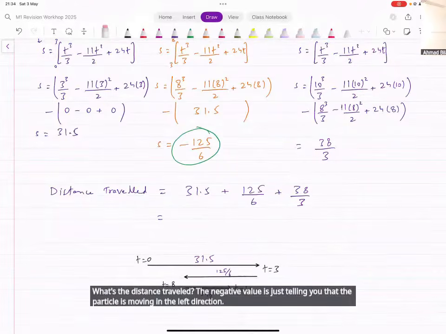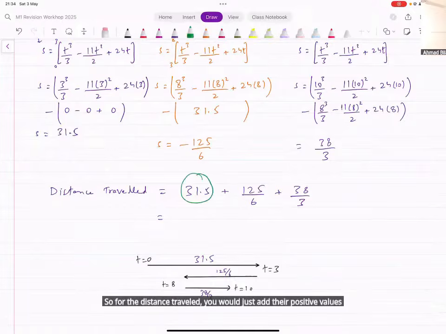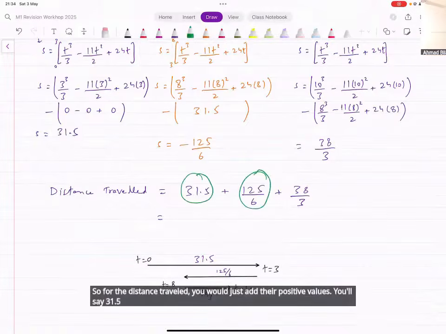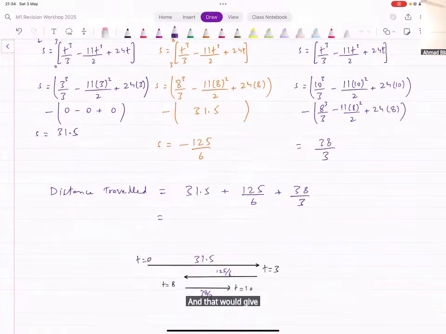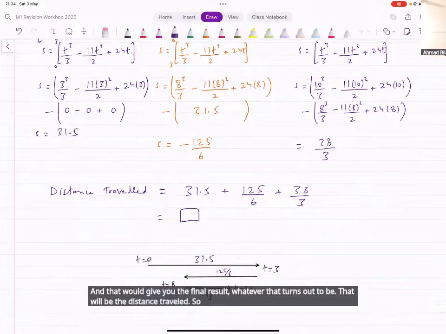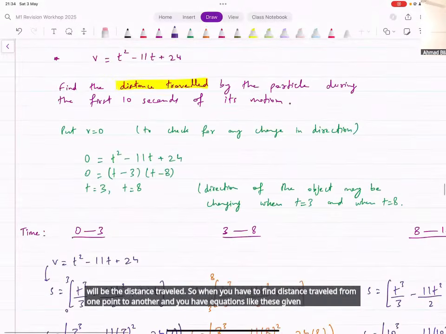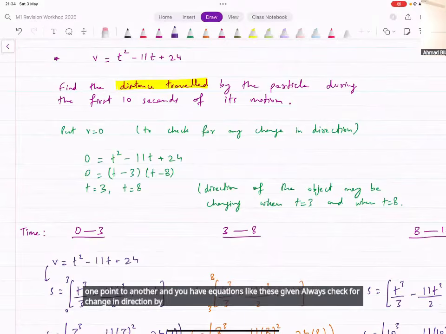So for the distance traveled, you would just add their positive values. You'll say 31.5 plus 125 over 6 plus 38 over 3, and that would give you the final result, whatever that turns out to be. That will be the distance traveled. So when you have to find distance traveled from one point to another, when you have equations like these given, always check for change in direction by putting v equal to 0.